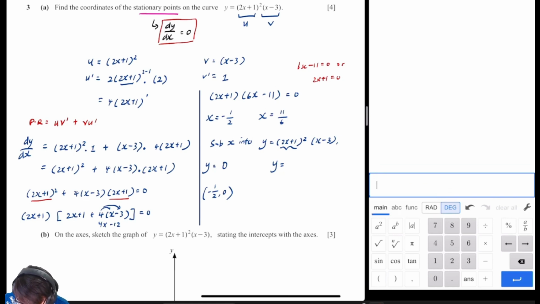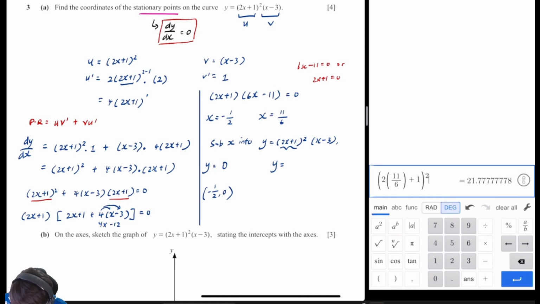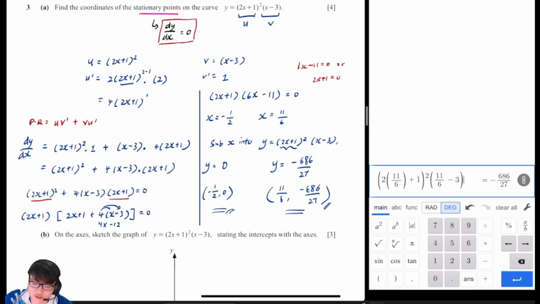So we just have to tap in 11 over 6 into the calculator. I'm just going to do it normally then. 11 over 6 plus 1. Is there a negative? No. Plus 1, close square. Okay, so that's going to be this, and the whole thing, multiply by 11 over 6 minus 3. Okay, so the y coordinate will be minus 686 over 27, and that will be your y coordinate. Okay, there you go. You'll have your 2 stationary points.